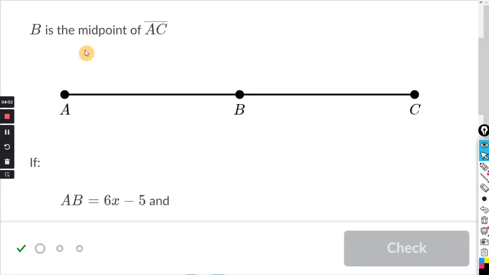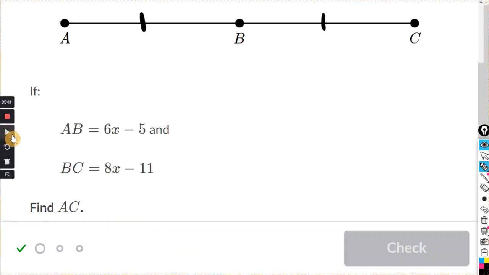All right, one more. It says B is the midpoint of AC. So B is right in the middle of segment AC, meaning that the one segment on the left will match in length the one segment on the right. So I put those little tick marks to indicate they are congruent. It says AB is 6x minus 5. So in place of the line segment AB, we'll write 6x minus 5. And BC is 8x minus 11. So this one here is 8x minus 11.